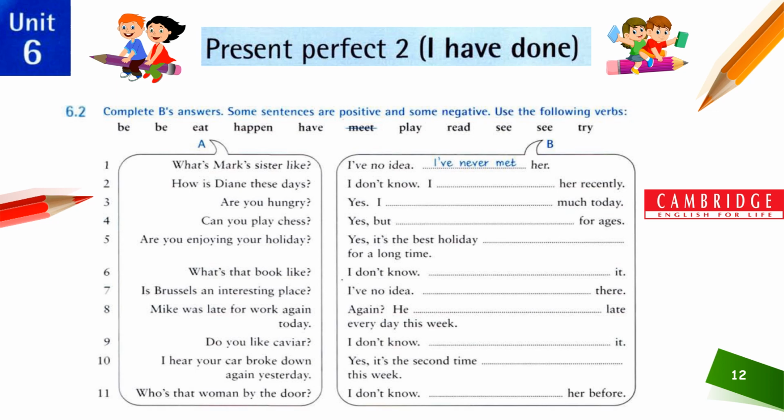Secondly, you have 6.2, complete B's answers. Some sentences are positive and some negative. Use the following verbs: be, eat, happen, have, meet, play, read, see, try. So these verbs are given, so therefore you can read the sentences. You got two boxes, two columns, A and B. In column A you are given questions. Second one, you need to write the answer.